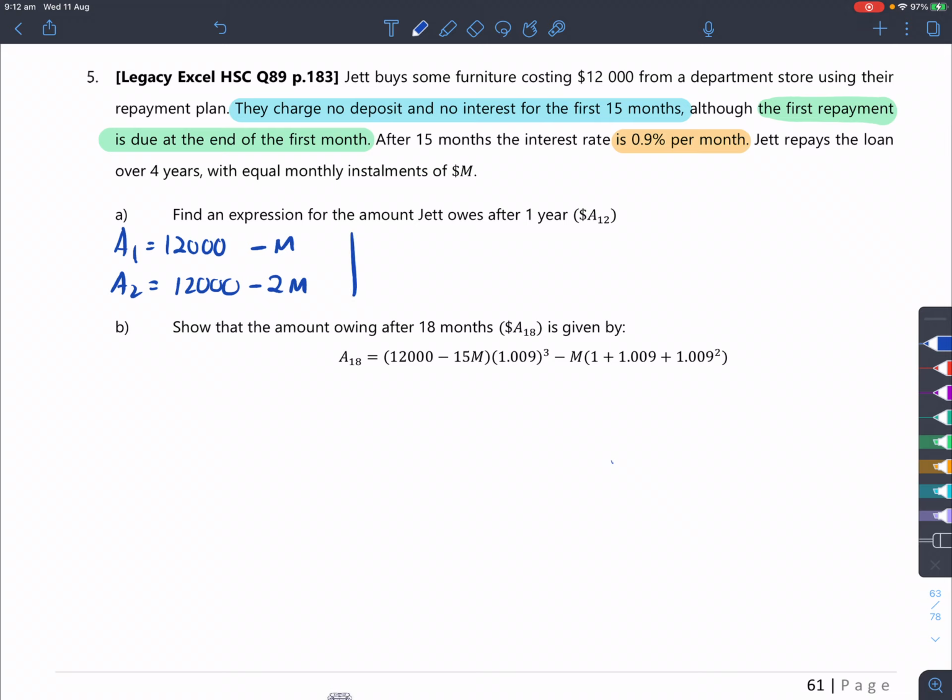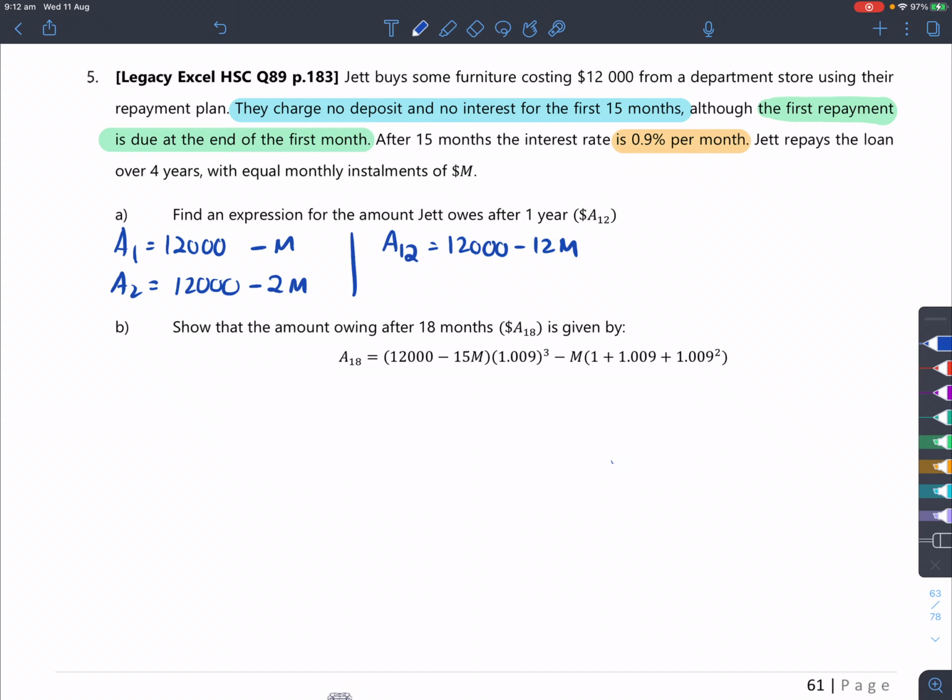So if I then use this pattern to generate what A12 is, the amount owed after 12 months, that will be 12,000 minus 12M. So this person started owing this much, but now he owes less because he's made 12 of those repayments, and no interest has been applied, which is great.